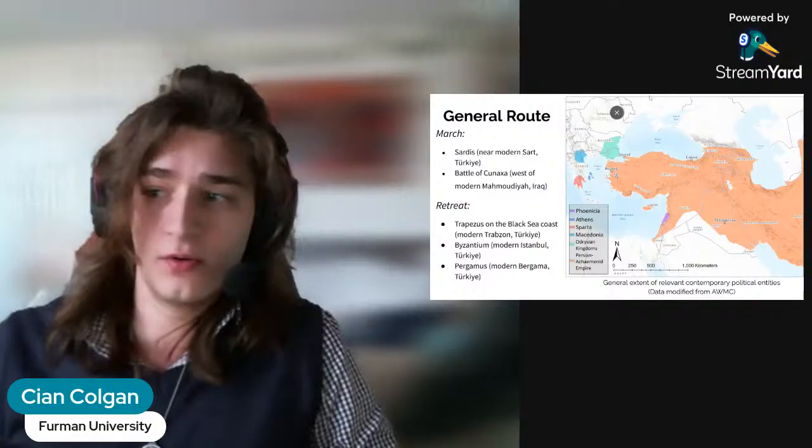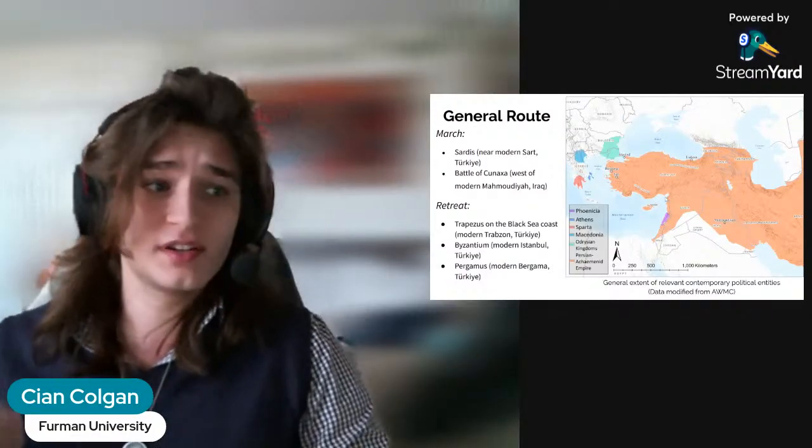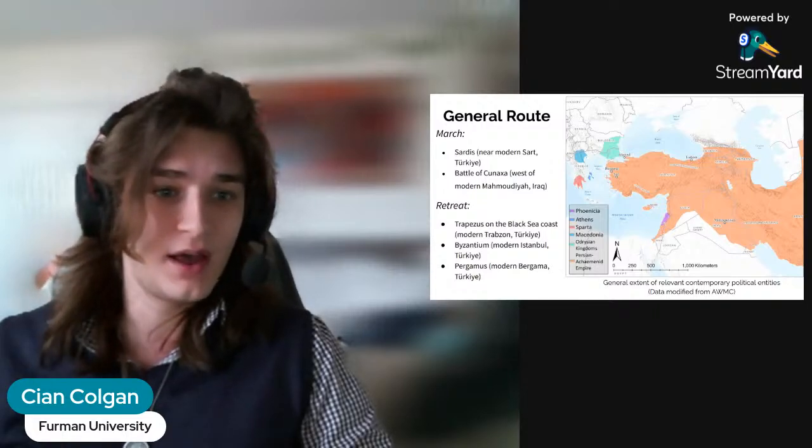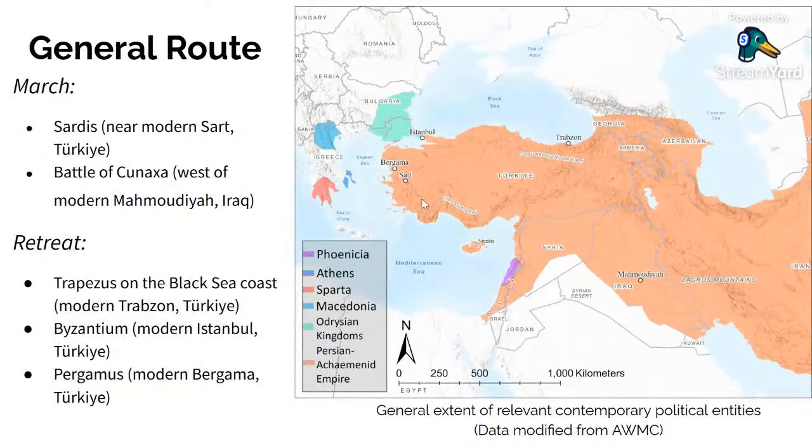And to look over the general route here. It starts at Sardis, which is near modern Sart in Turkey, and it ends eventually at Bergama, and they take this very long circuitous route. So they go from Sart to the Battle of Cunaxa, which is a little bit left of Mahmoudiya in Iraq, where Cyrus is killed, and then the Greek soldiers suddenly have to retreat back to the Greek mainland. So they go north to Trabzon, which is a Greek-speaking city on the Black Sea coast, then west to Byzantium, modern-day Istanbul, and then they campaign around and finally end the narrative at Bergama.